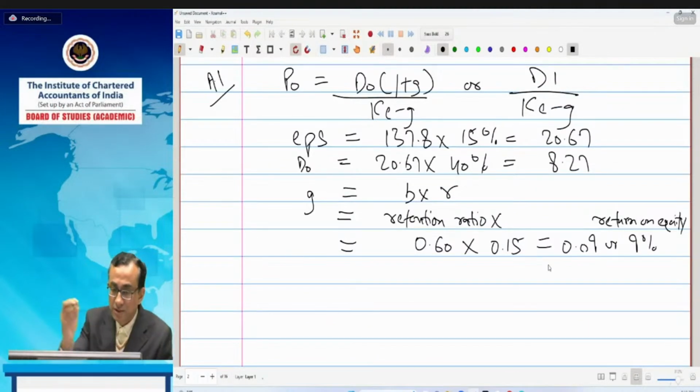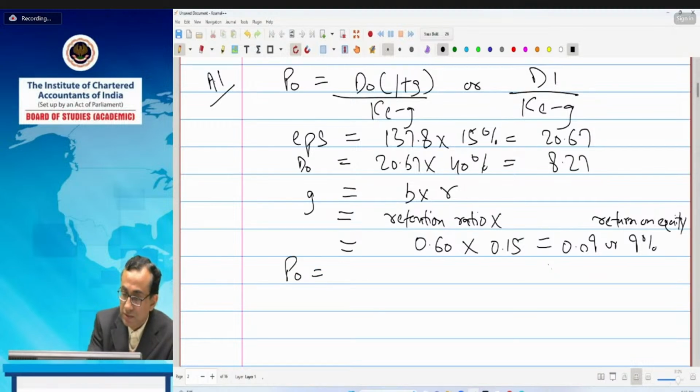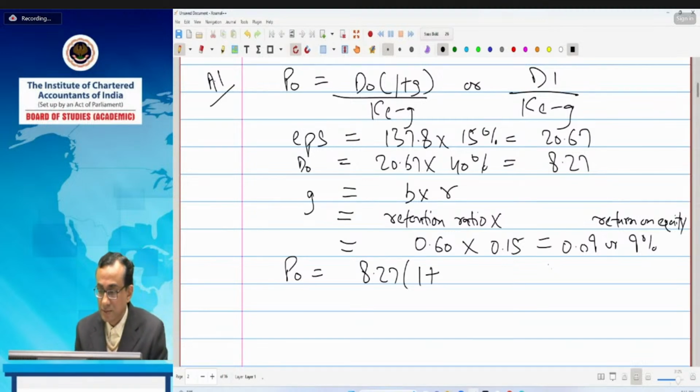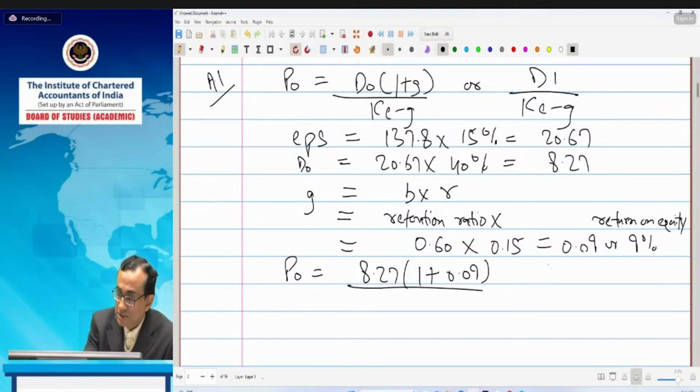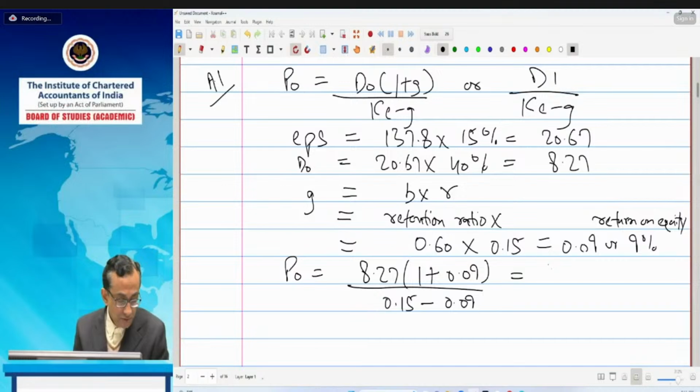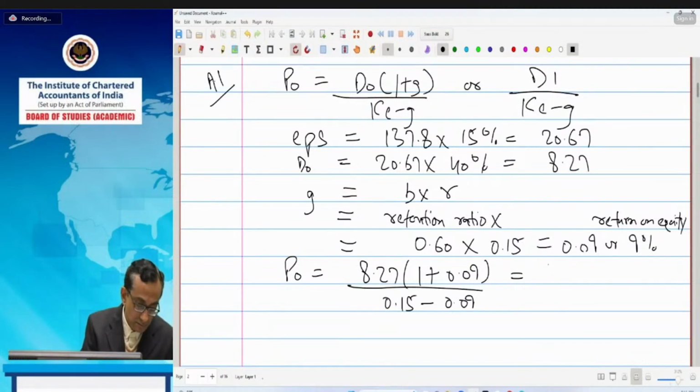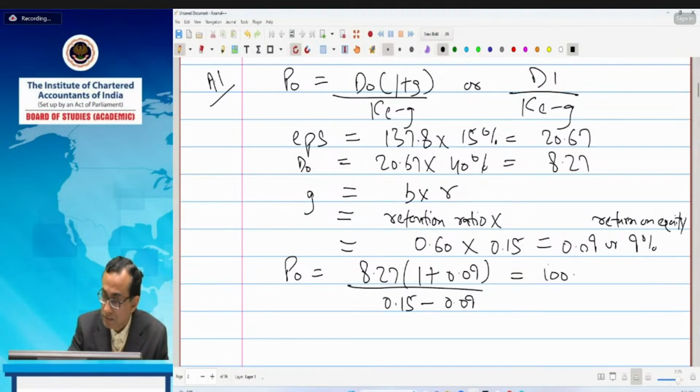Now put the figures into the formula. P0, D0 we have got as 8.27, multiplied by 1 plus growth rate, that is 0.09, upon KE minus G. Let us calculate it. It is basically coming to 100.16.